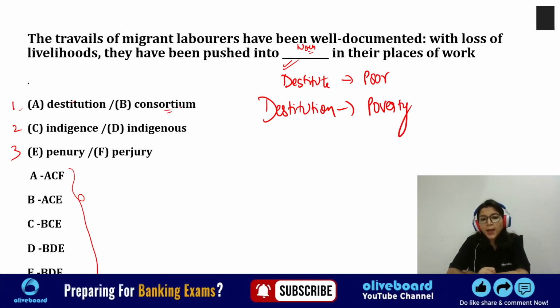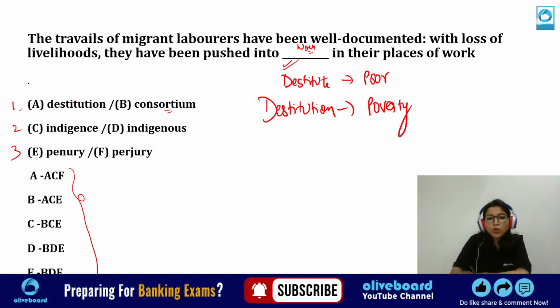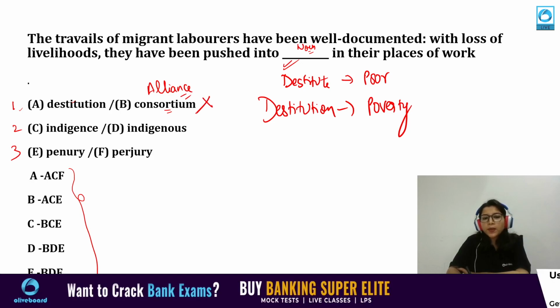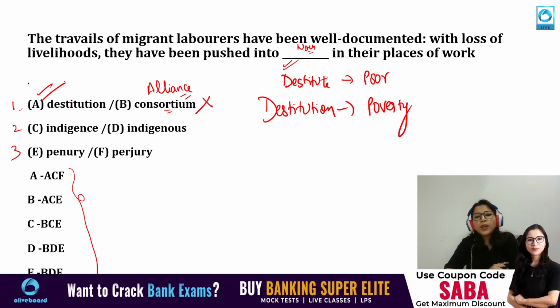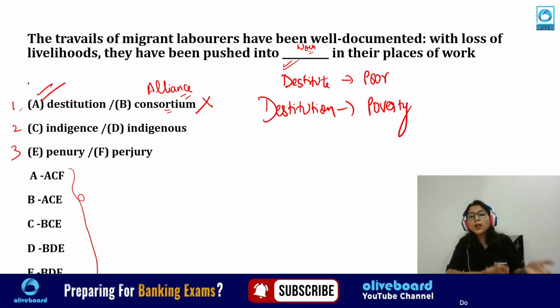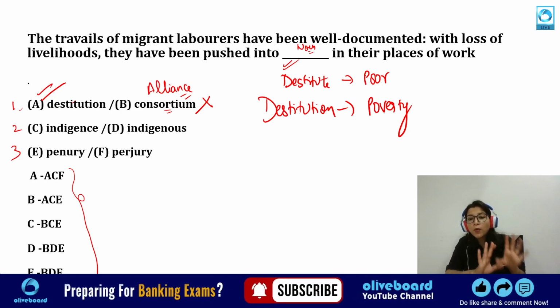Consortium, you know, group, alliance. Consortium is equal to group or alliance. Okay. So of course, consortium is not making sense. Destitution is definitely making sense, since they have lost their livelihoods, because of this they have been pushed into destitution. They have been pushed into poverty.